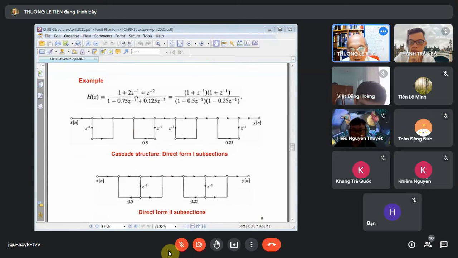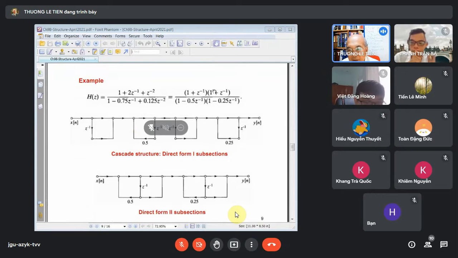Look at this one. We have a second order section. We split it up into first order sections like this, then split them into 2 parts and sketch each of them in direct form 1, and put them in cascade form. Or we can write the cascade form by using direct form 2 or canonical form. Sketch this one, sketch that one, and put them together in cascade form.